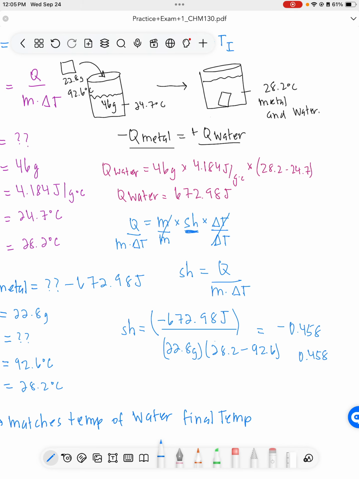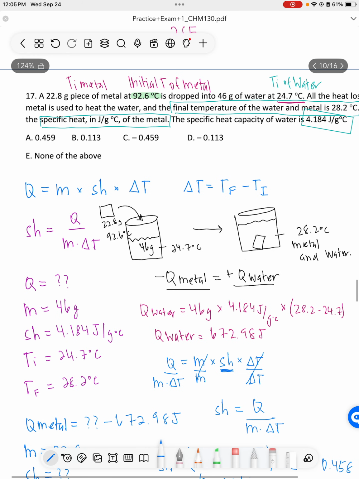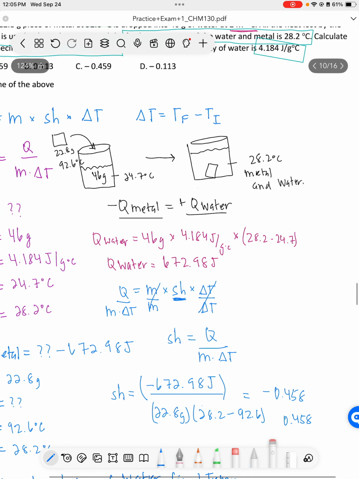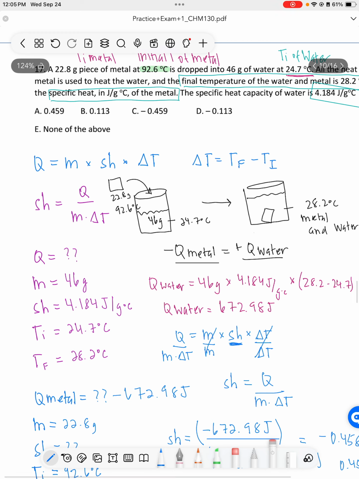We're going to go back up to our answers. And we see that there are 4 answers, right? And sneakily, we have one that is a negative 0.459, which is what we got. We got a negative 0.459, 4.58, so our rounding is a little different. But we know that a specific heat, which is what we looked for, cannot be negative. So we know that the answer then is going to be positive 0.459.